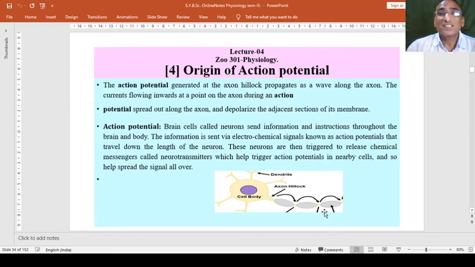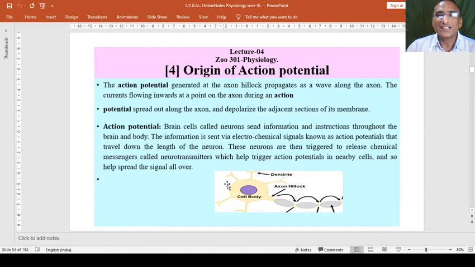Action potential is the activity which carries the impulse, the message or the signals which the cell receives, and passes it to the next. This is nothing but the action potential. Action potential originates at the axon hillock. This is the axon hillock region, as we have seen previously.